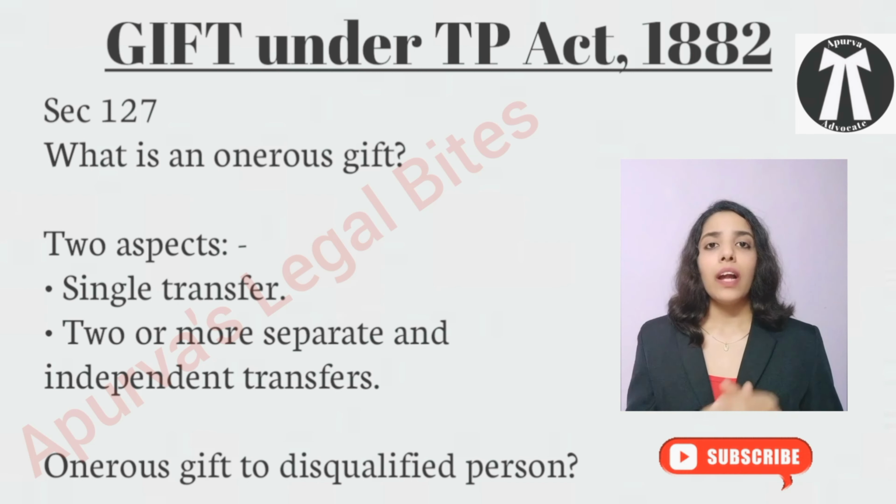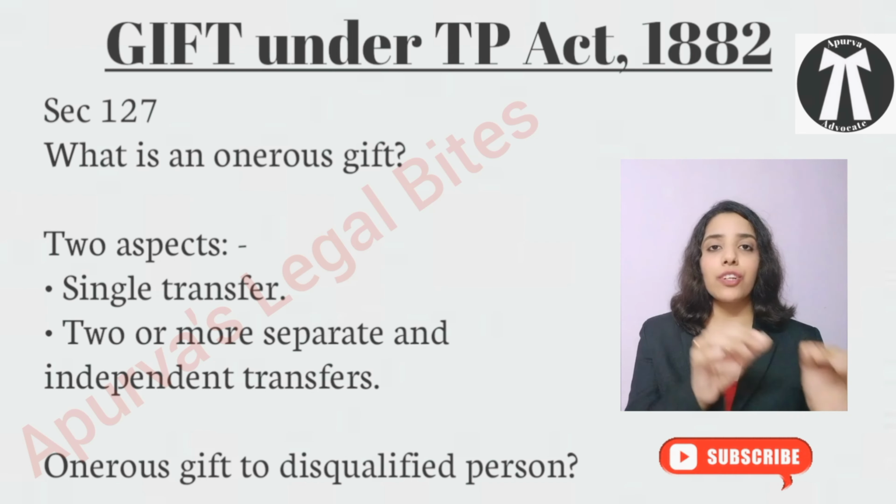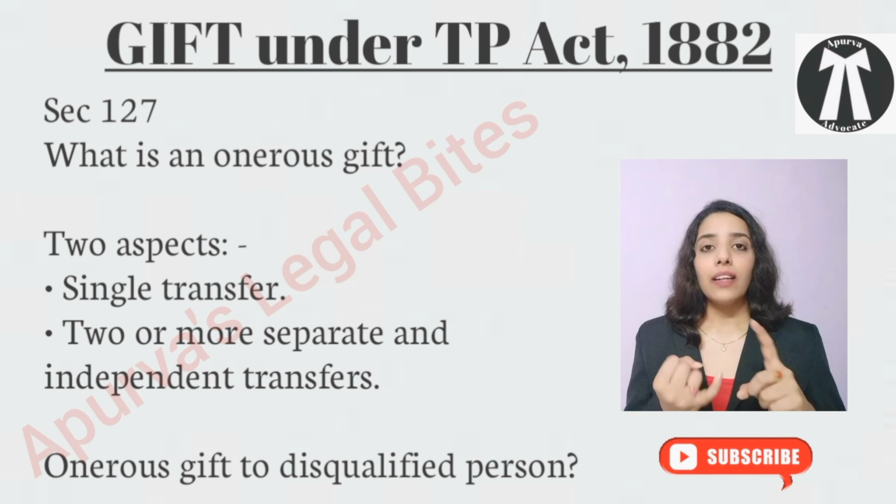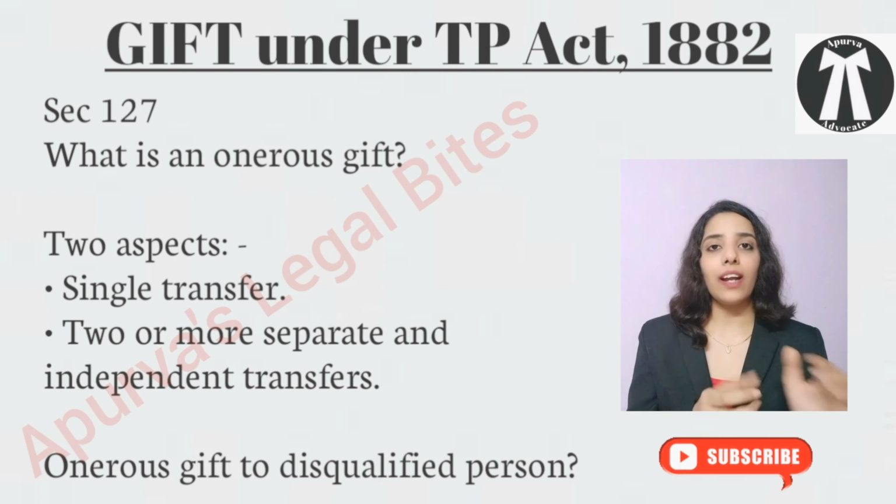Okay? Now, a person who is incompetent to contract is called a disqualified person. And this disqualified person can be a donee for onerous gift. Means if he accepts a gift with burden, he is not liable for it until and unless the disqualification is removed. Means until he becomes competent to contract and understands his burden and accepts it, then only the liability arises.